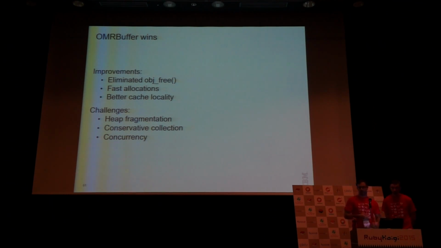Of course, we're dealing with some issues with the introduction of Omar buffers. Adding variable-sized objects to the heap is introducing heap fragmentation, which is where some regions of memory become unusable. We've had to modify the way that conservative collection works so that we can keep these Omar buffers alive, because we're using them instead of off-heap memory, things that traditionally weren't marked. And as well, we've run into some really interesting issues with concurrency in the MRI internals.